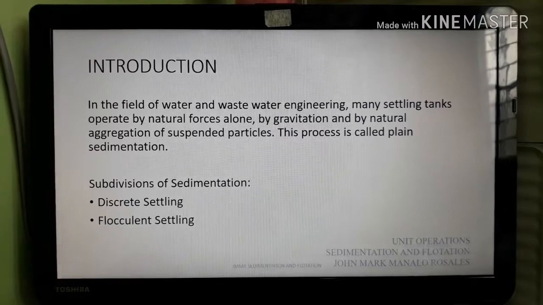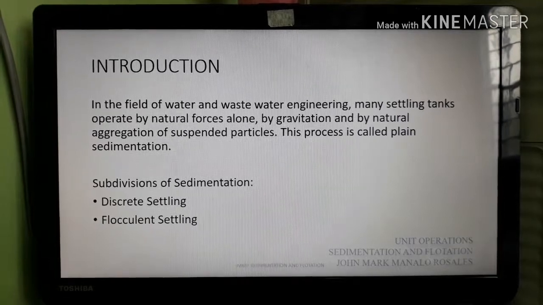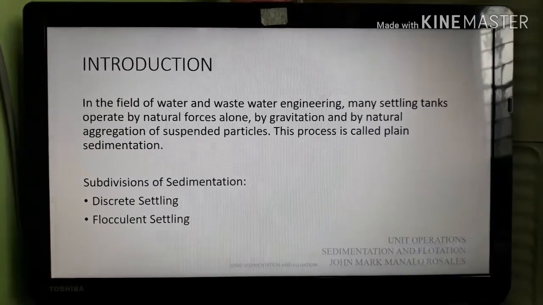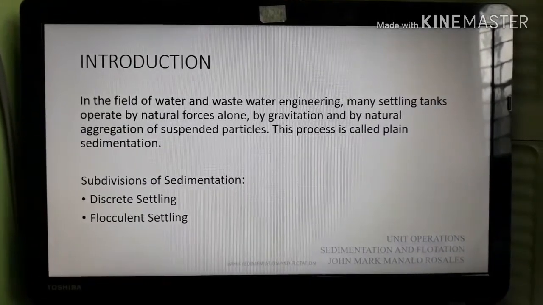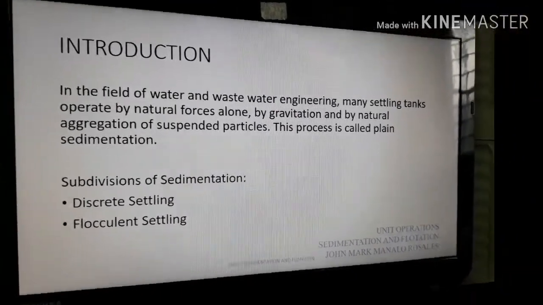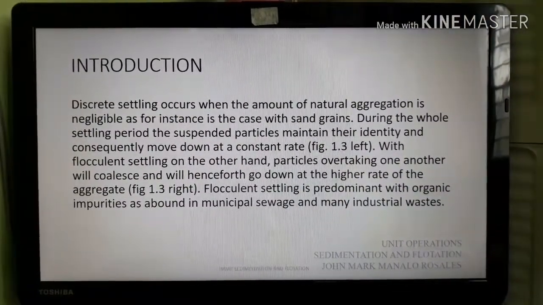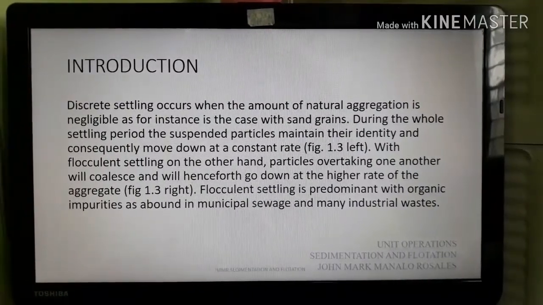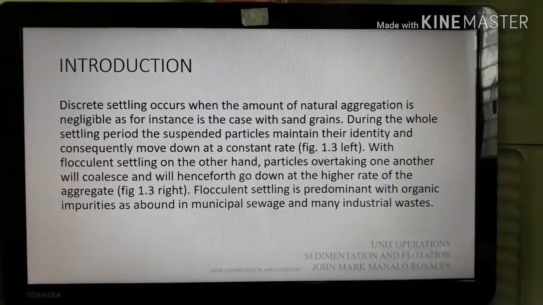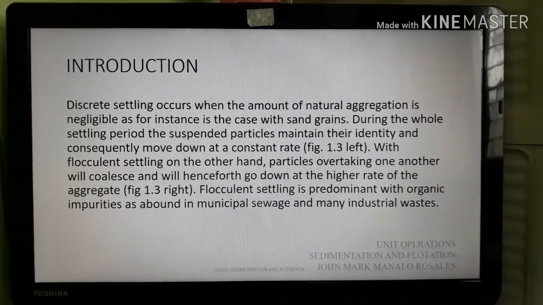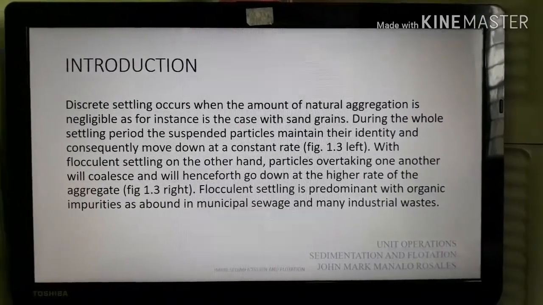Many settling tanks operate by natural forces alone, by gravitation, and by natural aggregation of suspended particles. This process is called plain sedimentation. There are two subdivisions of plain sedimentation. The first one is discrete settling, and the other one is flocculent settling. Discrete settling occurs when the amount of natural aggregation is negligible, as for instance is the case with sand grains. During the whole settling period, the suspended particles maintain their identity and consequently move down at a constant rate, as we can see later in figure 1.3 at the left.